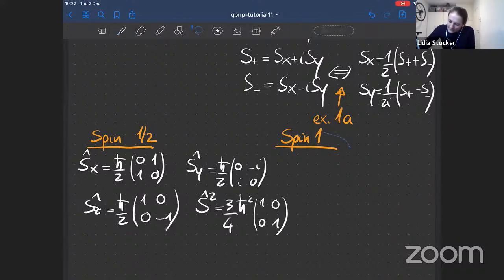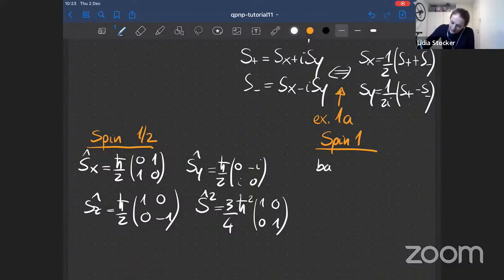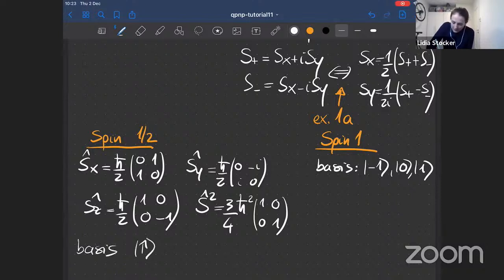Now, what about the spin 1 system? We have a basis which we define as minus 1, 0, and 1. Like in here, where we had the basis up and down, we could write this as a down, the 0 we could put something like this, and up. But this is quite a terrible notation. So most of the community sticks to this basis minus 1, 0, 1.